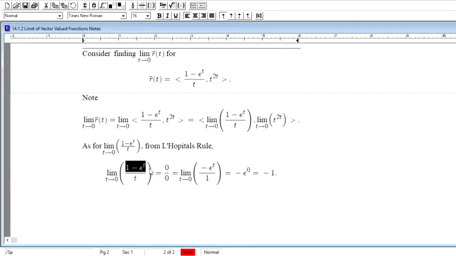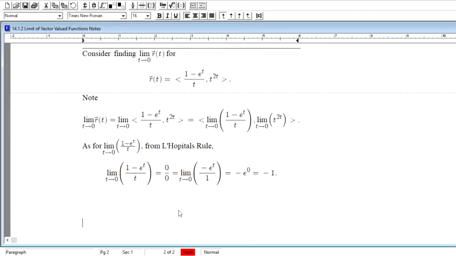Now, if I take the derivative of 1 minus e to the t, that is just negative e to the t. And if I take the derivative of just t, that is just the value of 1. And if I now consider the limit as t approaches 0 in that quantity, that is nothing more than negative e to the 0 power. And e to the 0 power is just 1, so this is really just negative 1 in value. Right? So the value of this first component's limit is just simply negative 1.